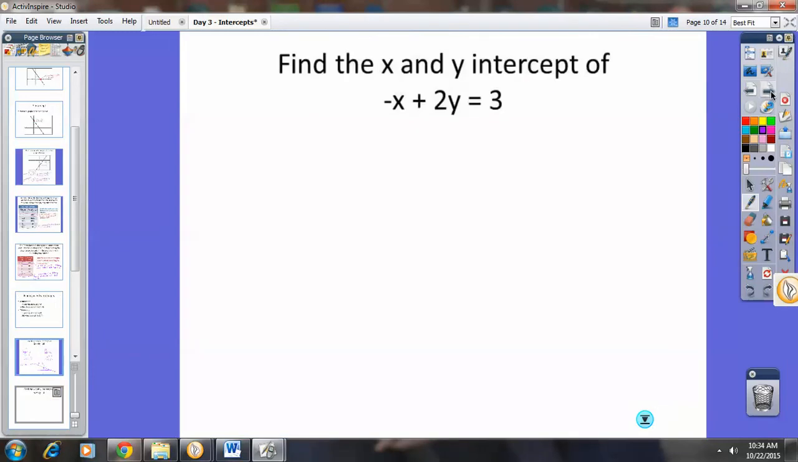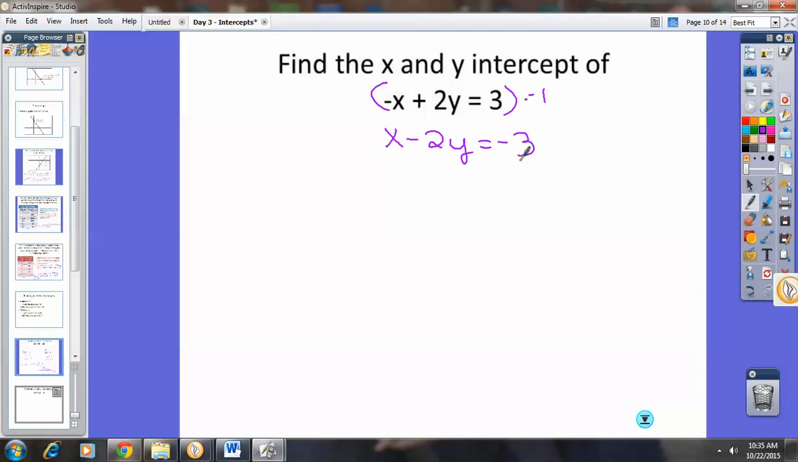Let's look at the next example. We have negative x plus 2y equals 3. Is this in standard form? No. What do we need to do to put it in standard form? Multiply by negative 1. You got it. I'm going to do that real quick. Now it's in standard form.